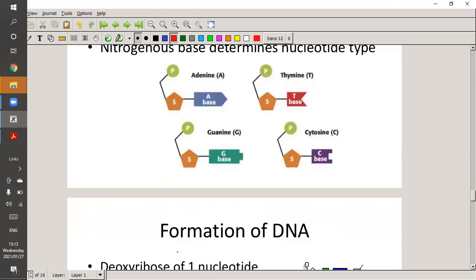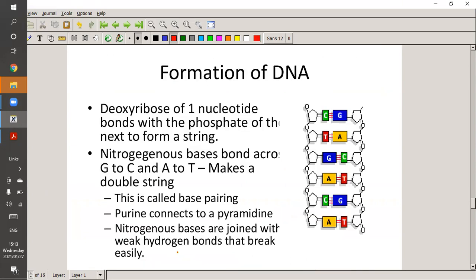Okay, so let's see how they fit together. So here we go. There's one nucleotide. There's a second nucleotide. There's a third nucleotide. That nucleotide over there has its nitrogenous base, which is C. It connects up with G. Please also notice that C and G connect up with three hydrogen bonds, and A and T connect up with two hydrogen bonds.